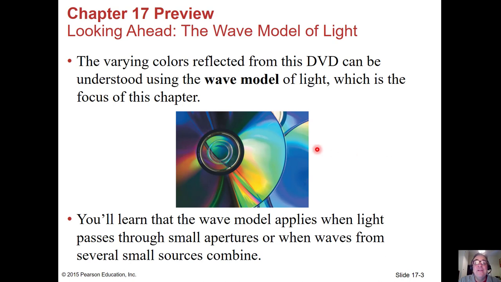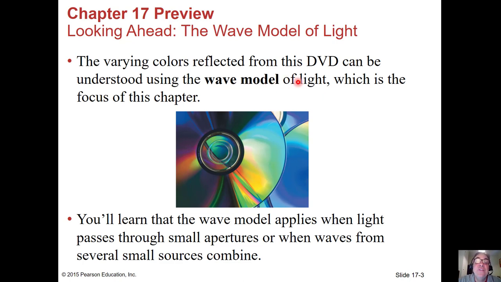Maybe you have an old DVD or a CD laying around, and you see something that looks like this. All these interesting colors too. So this comes from interference of light too. So you get this neat little pattern here. So I'll just read this. The varying colors reflected from the DVD can be understood using the wave model of light.